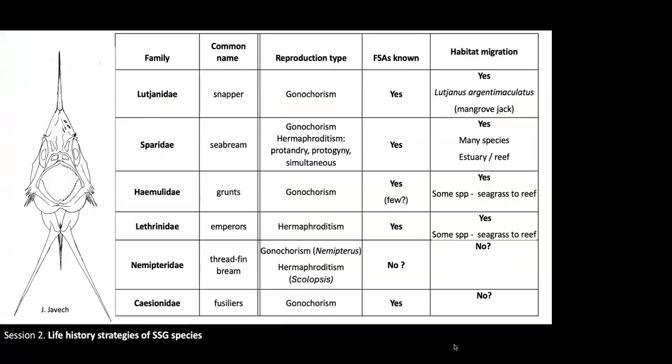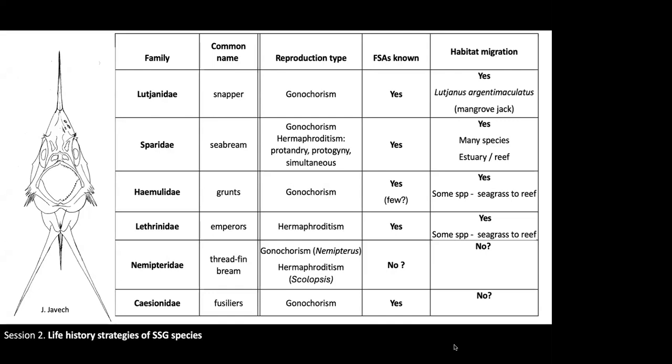So this table gives you a quick summary of what we know about the reproductive strategies of the 6 SSG families. You can see that the diversity of strategies in these taxa is astounding, both between families but also within families and even within a genus. Phylogenetic linkages can explain some of this. For example, bream, both Sparidae and Nemipteridae, and emperors are closely related, and they're strongly hermaphroditic, though some of them are also gonochoristic. Snapper and grunts and fusiliers, though, are strongly gonochoristic.